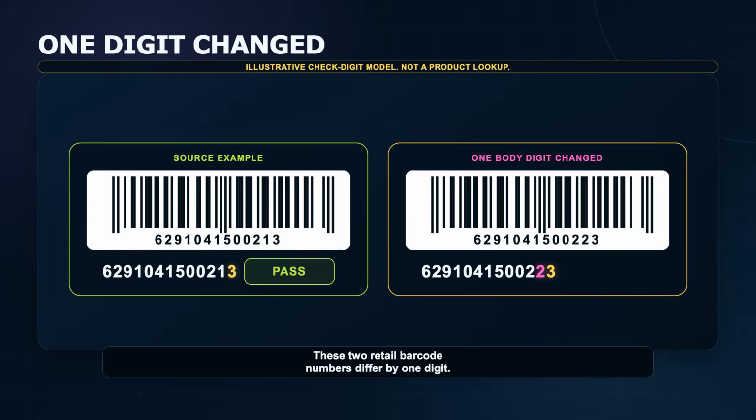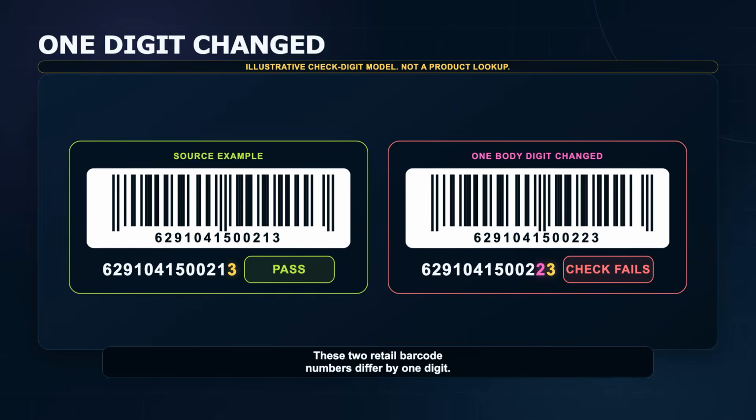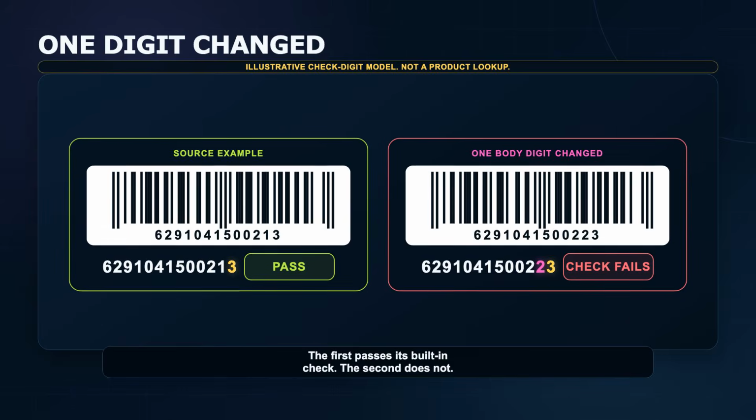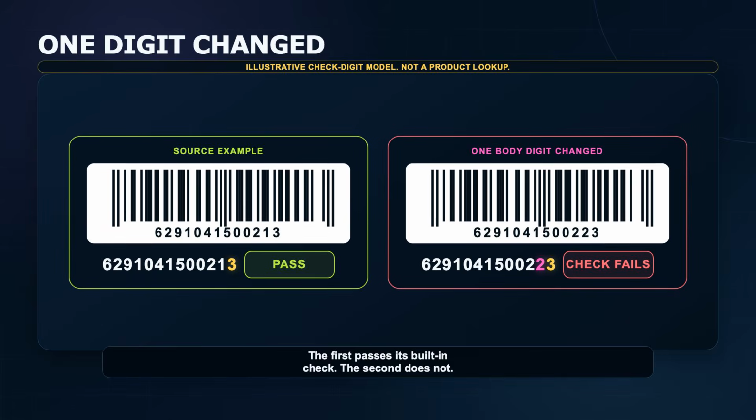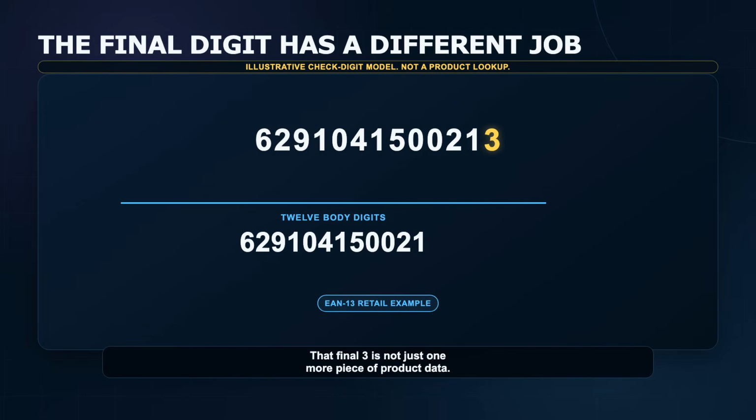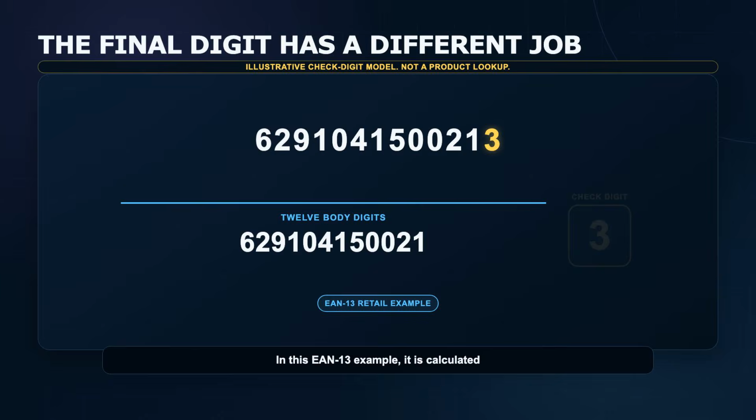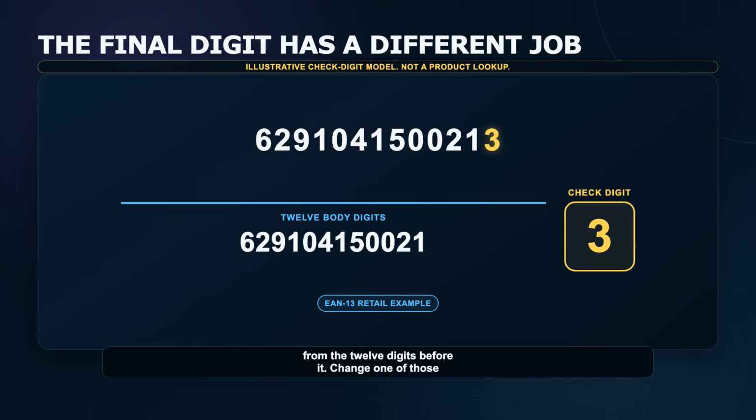These two retail barcode numbers differ by 1 digit. The first passes its built-in check. The second does not. That final 3 is not just one more piece of product data. In this EAN13 example, it is calculated from the 12 digits before it. Change one of those digits, and the final answer may no longer fit.